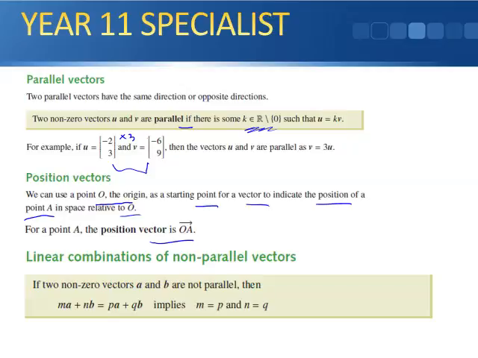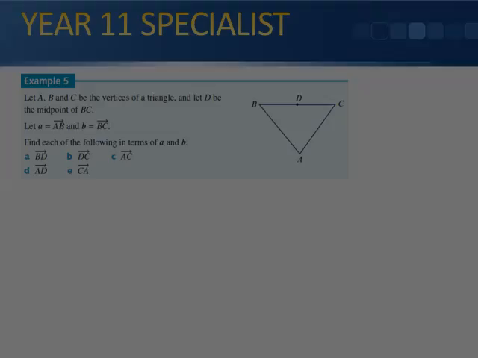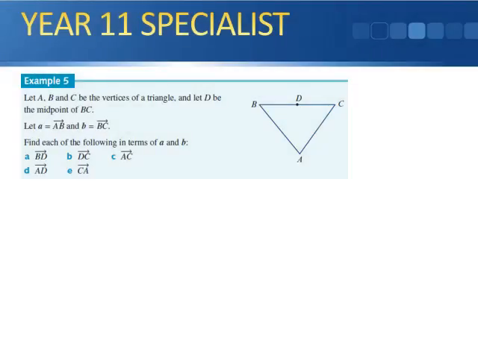Linear combinations of non-parallel vectors. If two non-zero vectors, a and b, because if they're 0 then there's no point, are non-parallel, then ma plus nb equals pa plus qb implies m equals p and n equals q. You'll get an example of that as we do it. It's not that hard.